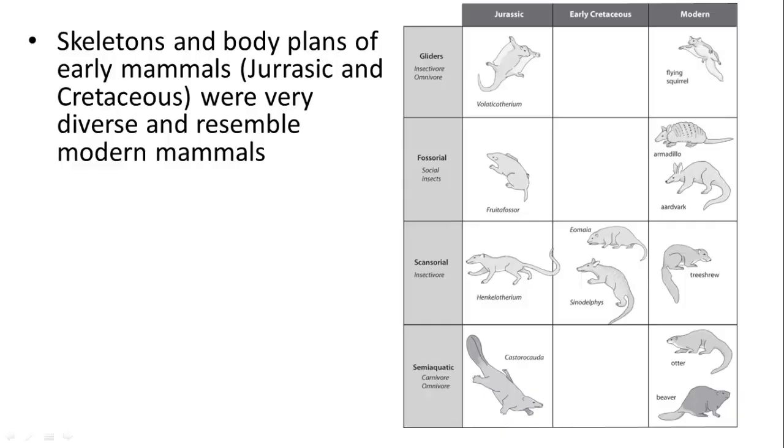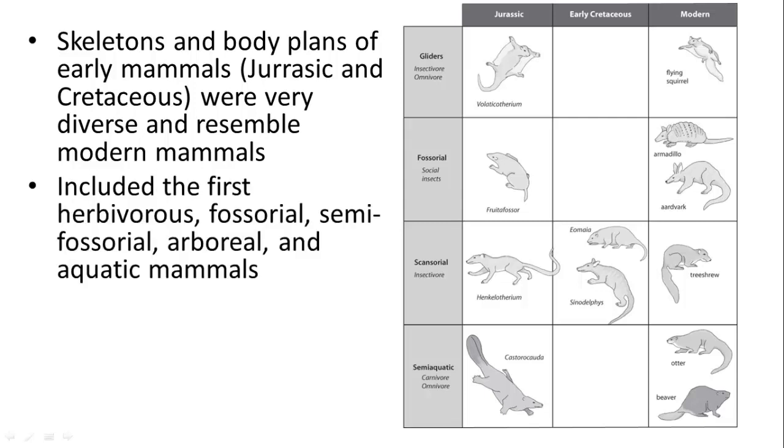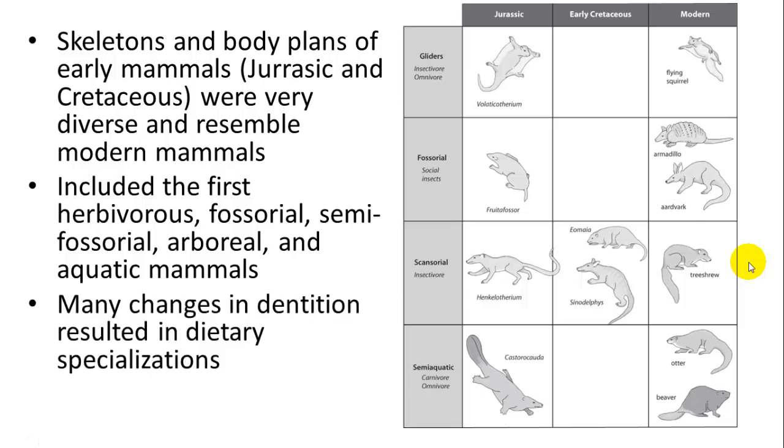However, when you look at the skeletons of these Jurassic and Cretaceous mammals, which went extinct, many of them have similar body structures and body plans, and probably had similar niches to modern day mammals, including a flying squirrel type, some fossorial, meaning dug around in the dirt, or semi-fossorial. Tree-loving species, even some semi-aquatic species as well, similar to our otter and beaver. And so they were quite diverse, but many of them went extinct before the radiation of modern mammals. And again, they had many changes in dentition, resulting in these dietary specializations.